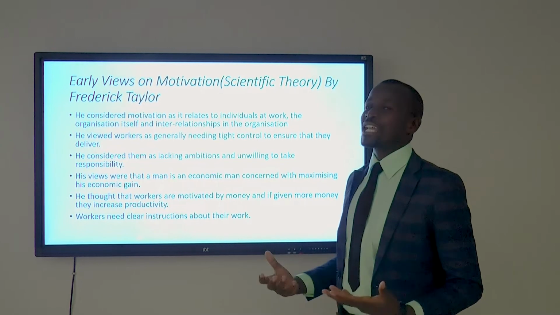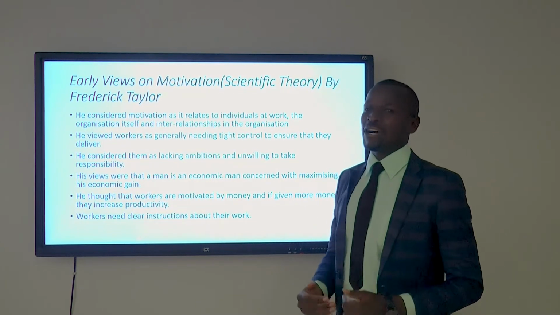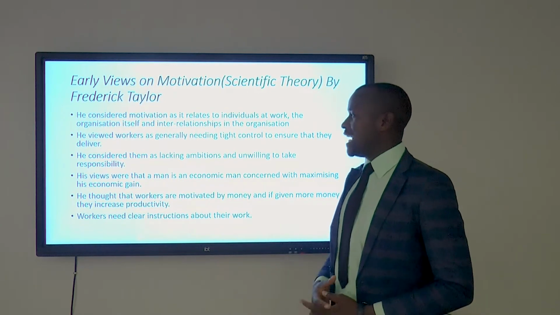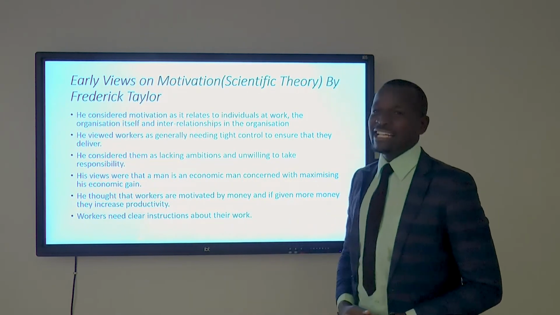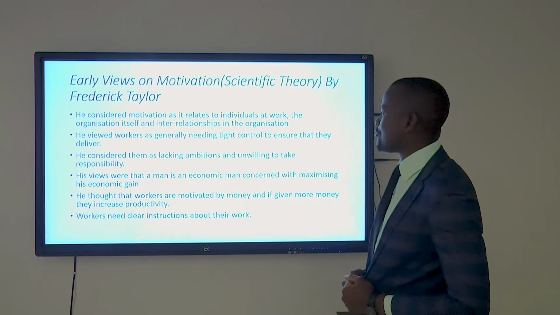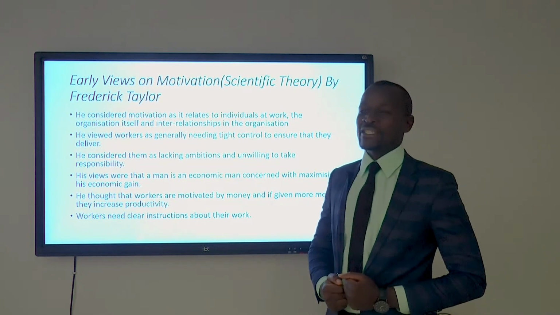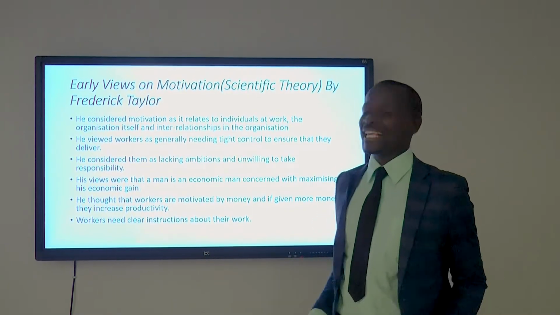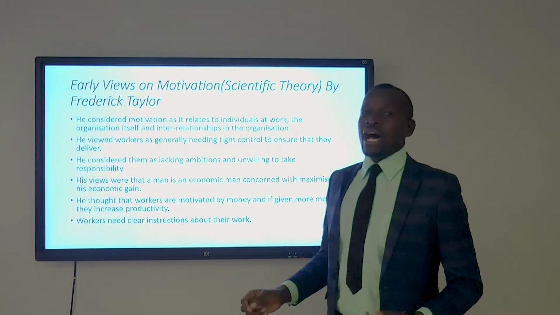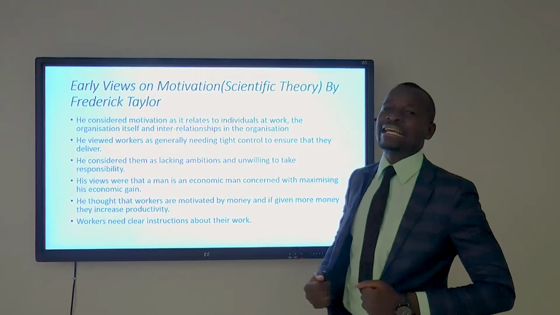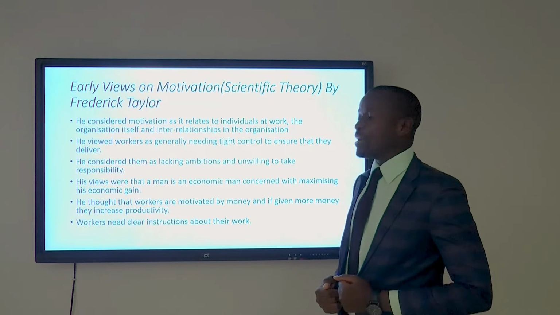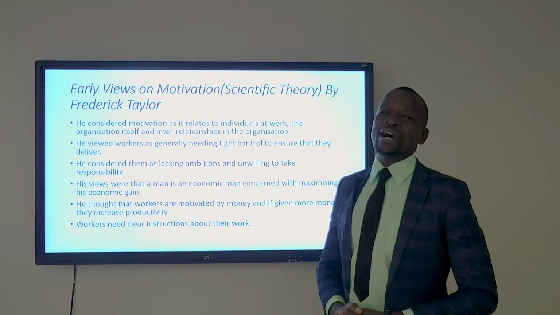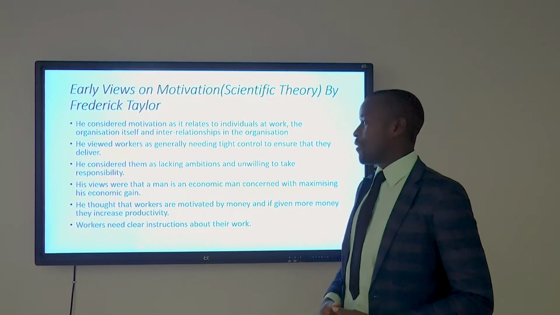So he seems to be very accurate because his results were hands-on. He had the experiment, okay? Next, he viewed workers as generally needing tight control to ensure that they deliver. He was saying workers need tight control, tight monitoring. They don't want to work. So that view goes hand in hand with McGregor's Theory X, whereby McGregor was saying workers don't want to work, they just want money. That's why they come for work.